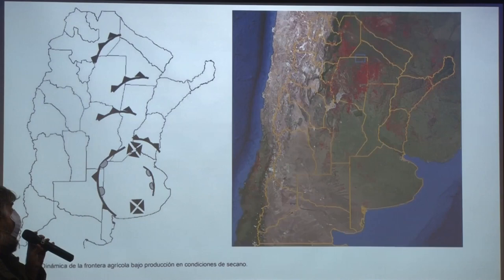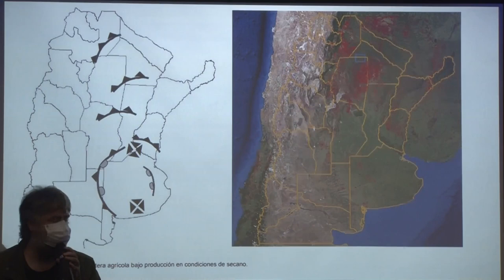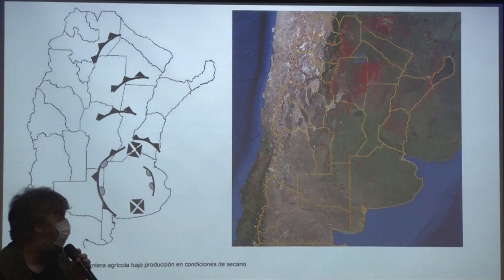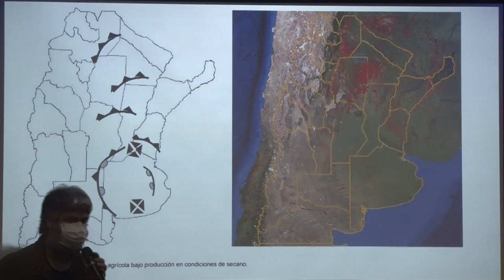And then we did some localized validation. We selected some areas that we knew from field work or from bibliographical research, where we kind of knew what kind of processes were happening there. So I will show you one of them. We did this with several areas. That area over there is the limit between Santiago del Estero and Chaco in the northeastern region of Argentina, which is called Monte Quemado.